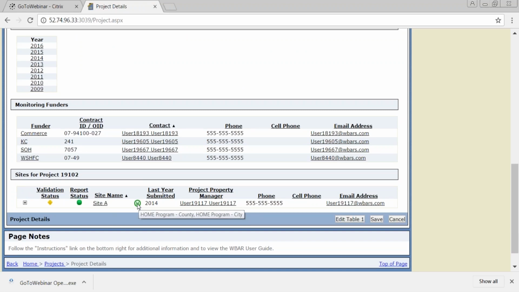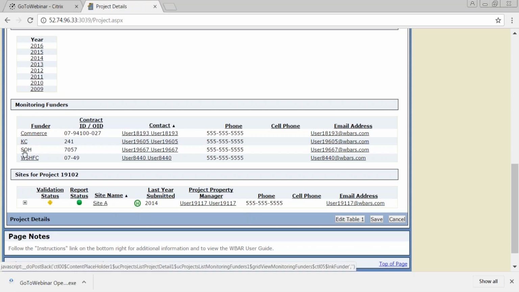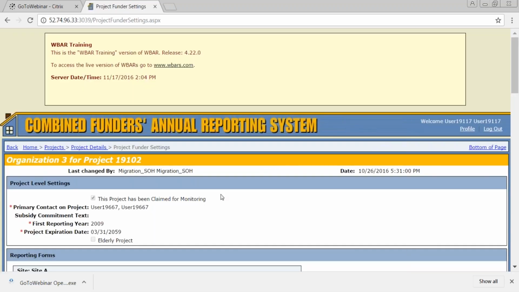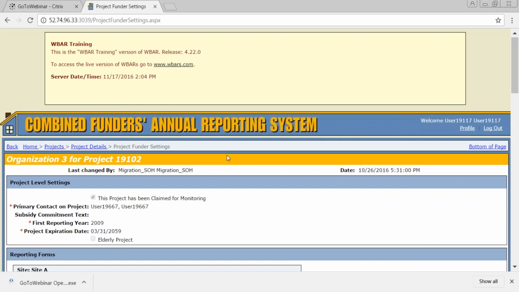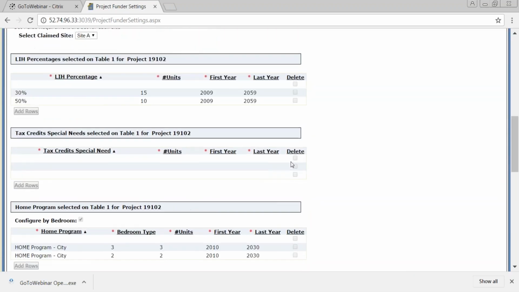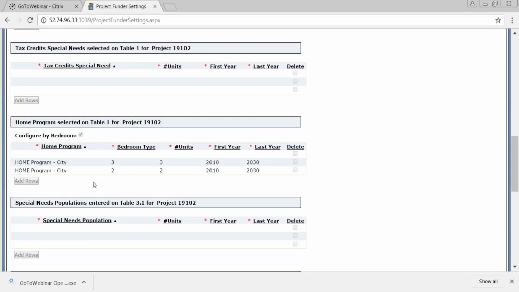If you want to know additional information about your HOME funding, you can select one of the HOME funders, so in this case, City of Seattle. And this will bring up the project funder settings. And if you scroll down, there's a HOME program section, and you'll see that in this case, there are three bedroom units required and two bedroom units required. You'll also notice that there's a configure by bedroom.